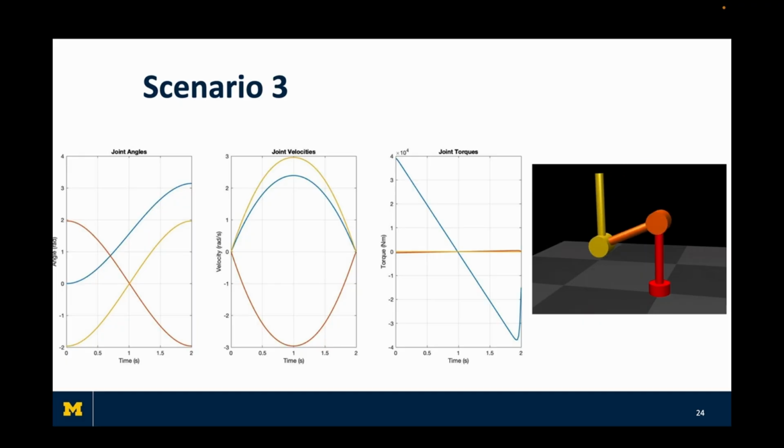Here the motion is a bit more complicated, and it includes a rotation of the base joint while returning the end effector to its original position. Again, despite the working against gravity, we can see that the planner successfully plans the trajectory while minimizing joint torques and maintaining a smooth transition of joint angles.